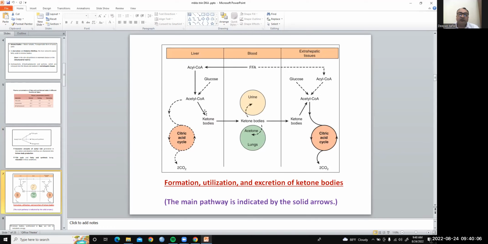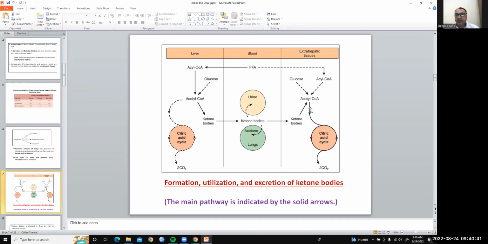And after the formation of ketone bodies in the liver, they are synthesized, and these ketone bodies are water soluble substances, so they do not need any extra carrier molecule for their incorporation into the circulation. They freely move from the liver to the blood, and when they come to the blood, they are taken up by the extrahepatic tissues like the brain, heart, as well as skeletal and cardiac muscles.